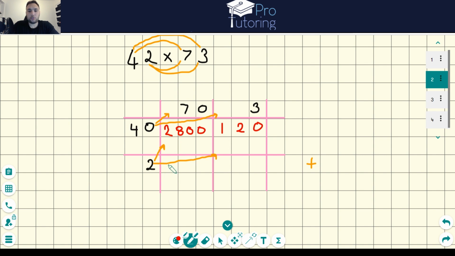Now, looking at this, 2 times 70 is 140. And then 2 times 3 is 6. Now, it might take you a little bit longer to do those calculations, but that's essentially what you'll get in the end. Afterwards, all we have to do is some simple addition. And I'm going to stack this one up quite high. So let's do 2,800, add 140, because I like to do it in descending order, then 120, and then 6.